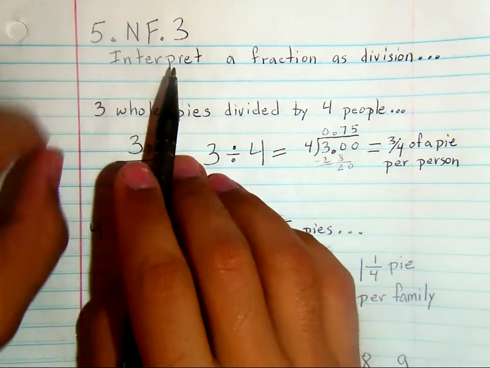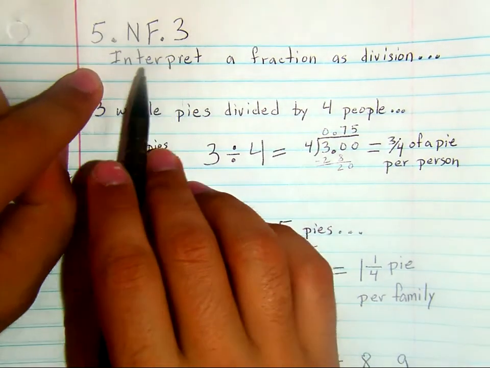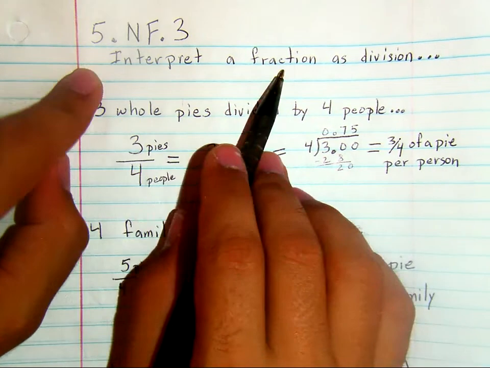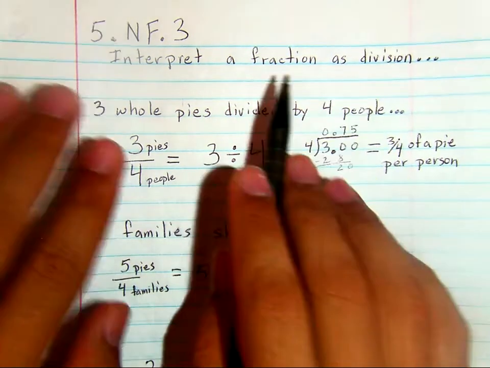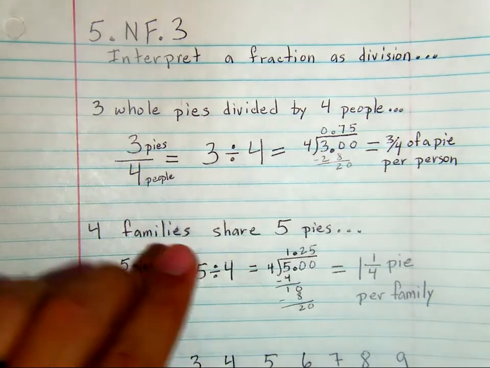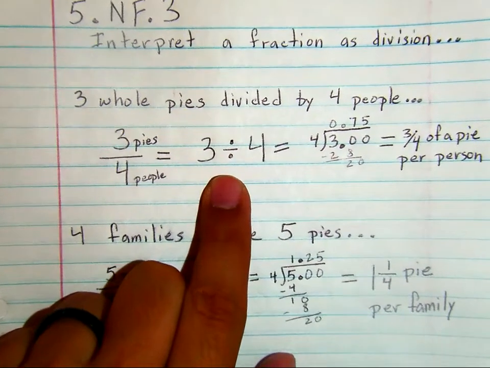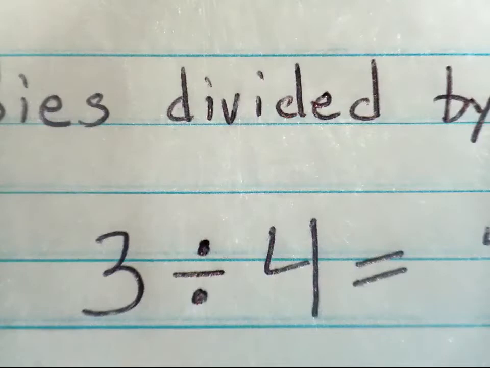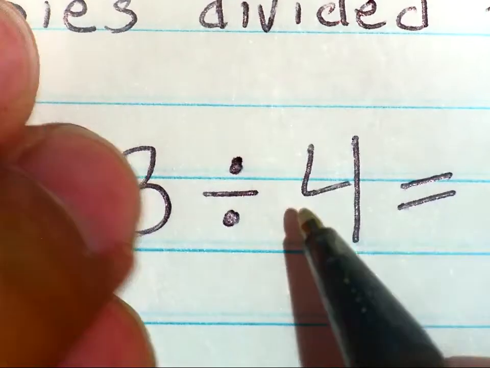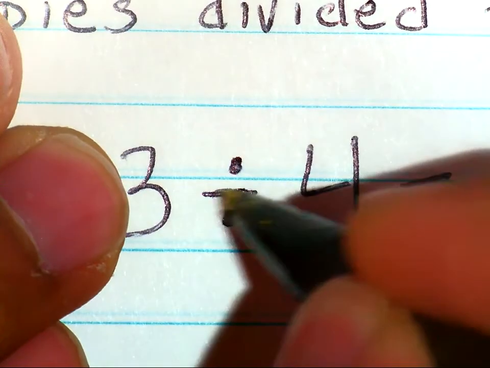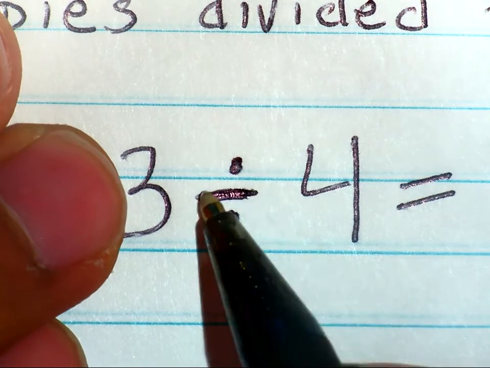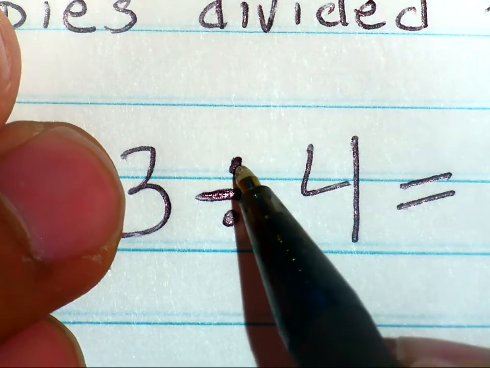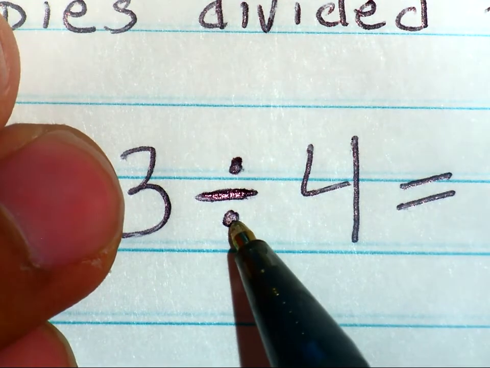5.NF.3. This standard for fractions has to do with interpreting a fraction as a division problem. Now, the key feature here is really the division symbol itself. When you zoom in and look at it, that line in the division symbol is very similar to a fraction line with the numerator and the denominator.